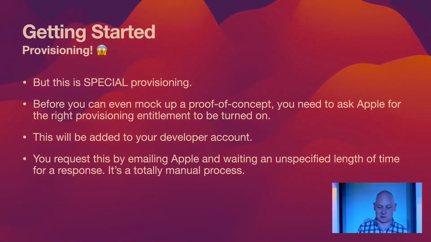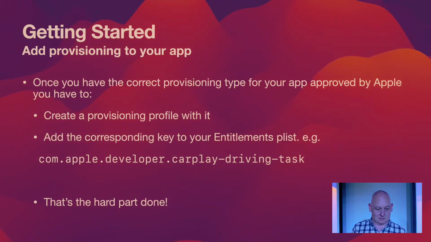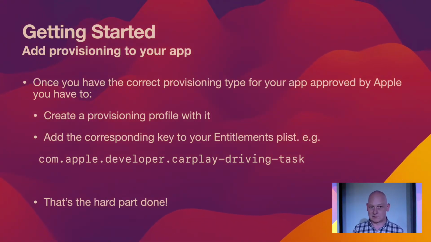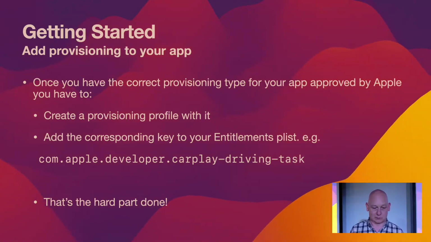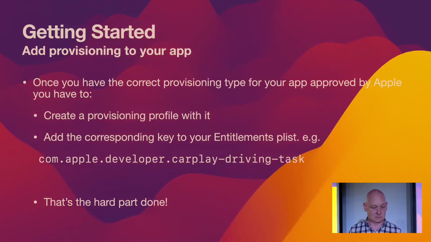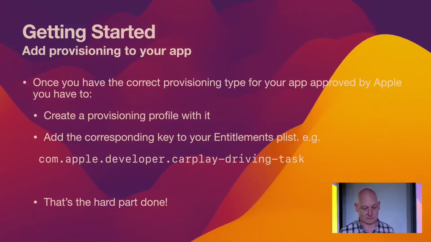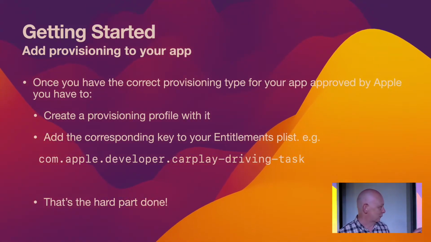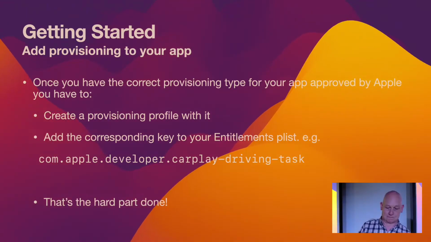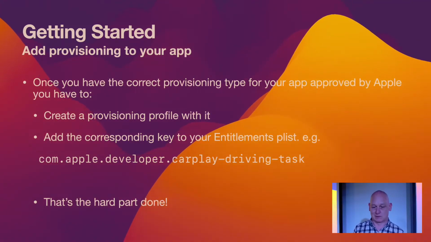And you've got to apply for a specific bundle ID and a specific type of entitlement. And when Apple respond, that could take a couple of weeks because it's a manual process you've got to go through, and you've got to add that provisioning profile to your app. You've got to create a provisioning profile, and then add it to your entitlements. So you've got to add that thing there, com.apple.developer.carplay-driving-task. It gives you the XML to do these things in the documentation. You don't have to fiddle about with it.